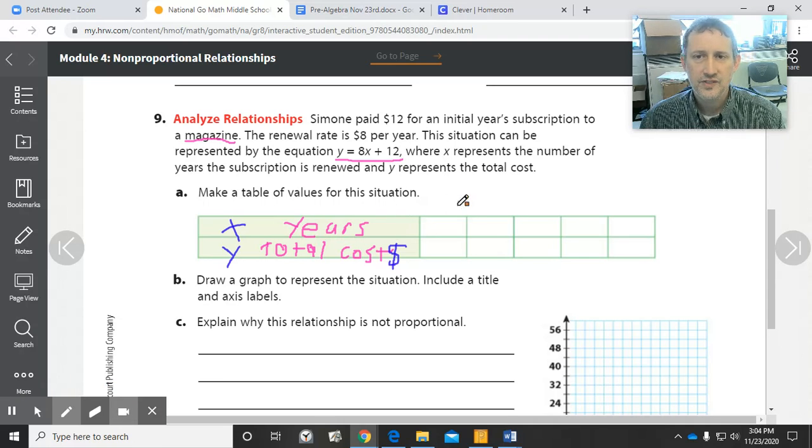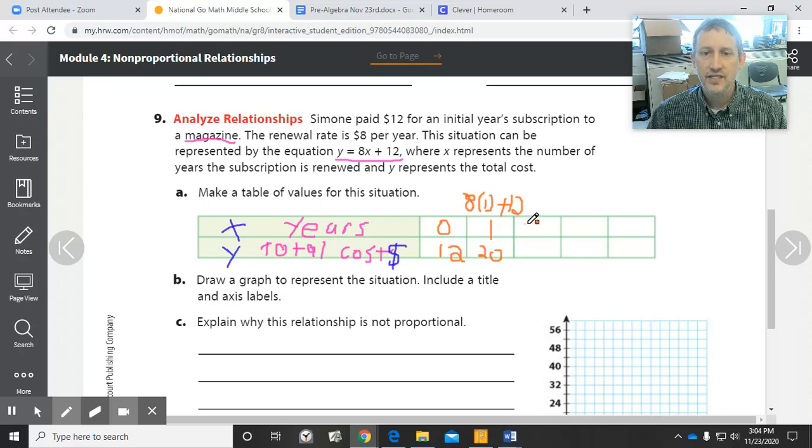Okay, so does it make sense to have negative years? No. So we're not going to do negatives. But what we can do is we can start off with 0. So before the first year is over, his initial subscription is going to cost $12. That's what it cost when he first started, before a year was over. And then once a year was finished, he had to pay $8 more. So the way we can do that is 8 times 1 plus 12. And that's going to give us 8 plus 12, which is 20.